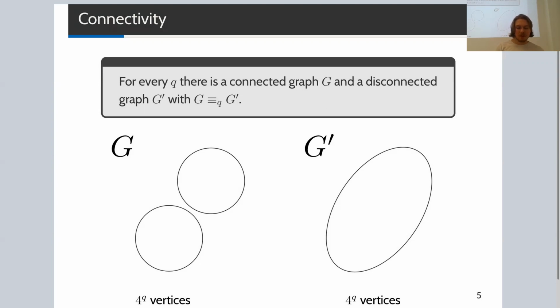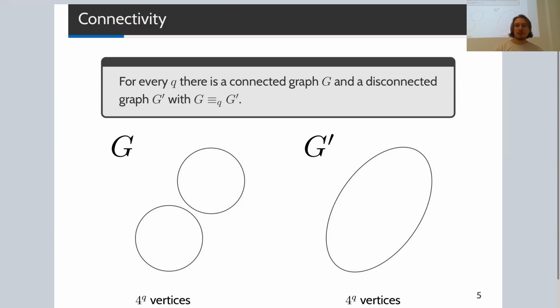So G will be two circles that are disconnected, and each circle has 4 to the q vertices. And similarly, G prime will just be a single circle that is connected, and it also has 4 to the q vertices. Obviously, G is disconnected, G prime is connected, and we will show that after q rounds, the duplicator wins the Ehrenfeucht-Fraïssé game.